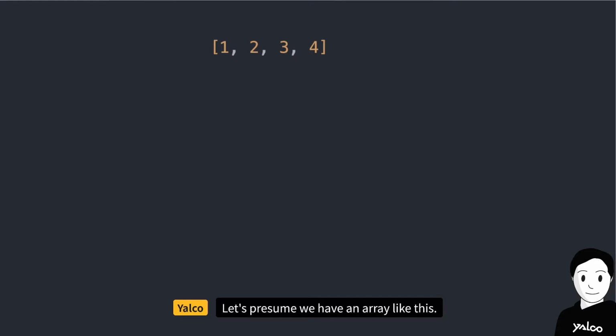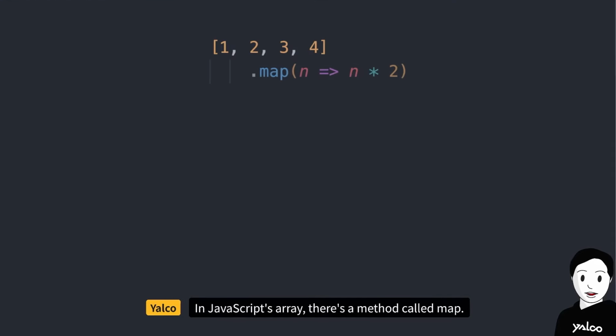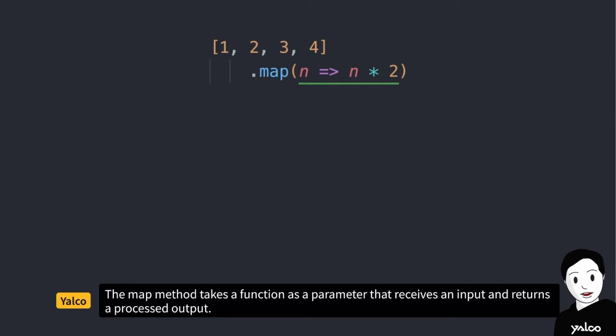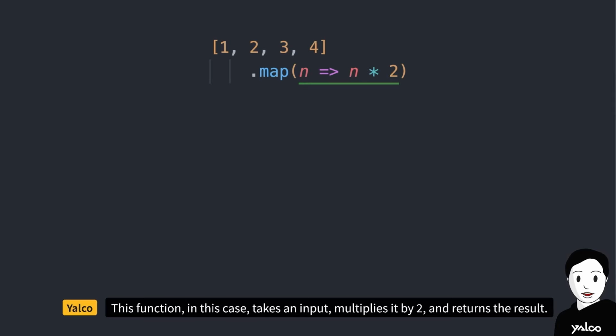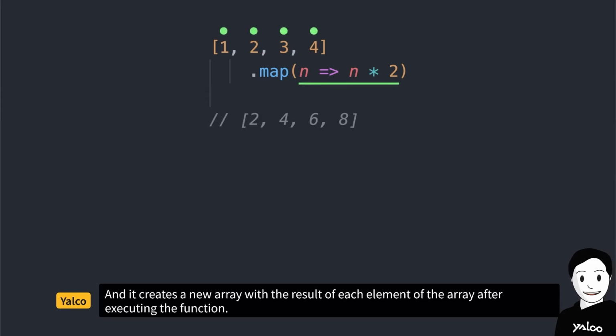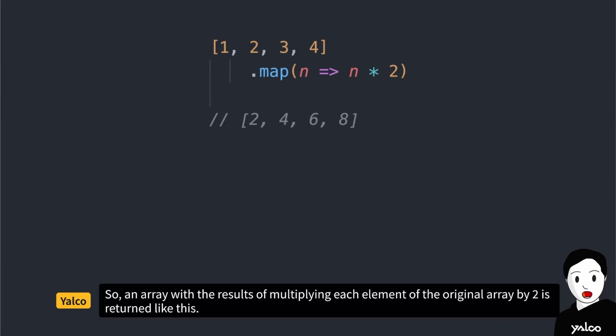works. Let's presume we have an array like this. In JavaScript's array, there's a method called map. The map method takes a function as a parameter that receives an input and returns a processed output. This function, in this case, takes an input, multiplies it by 2, and returns the result. And it creates a new array with the result of each element of the array after executing the function. So, an array with the results of multiplying each element of the original array by 2 is returned like this.